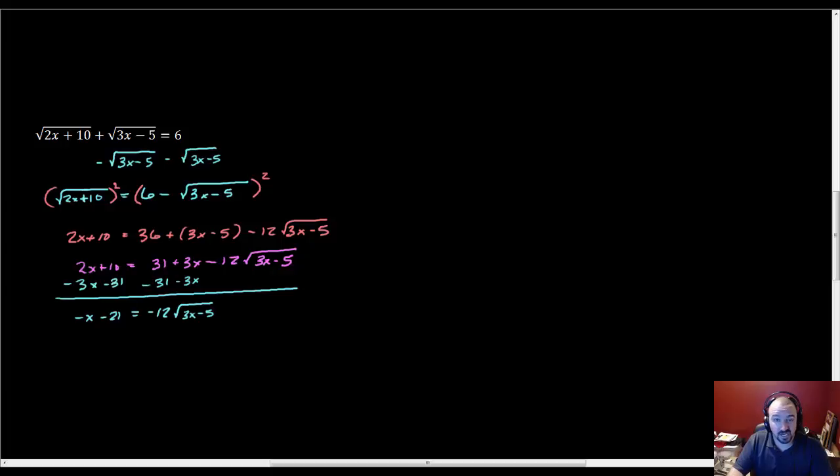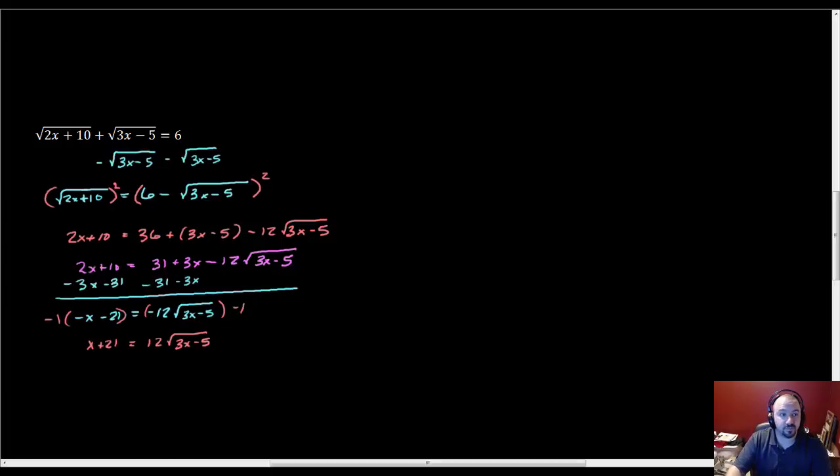For grins, it's not necessary, but for grins, I'm going to multiply both sides by negative 1. The reason for this is I just don't like the negatives, and I can take care of all of the negatives if I just multiply both sides by negative 1. Especially on this left-hand side, dealing with negatives is just not all that easy. So if I do that, I get x plus 21. The negative 1 times the negative 12 gives us positive 12 roots of 3x minus 5.